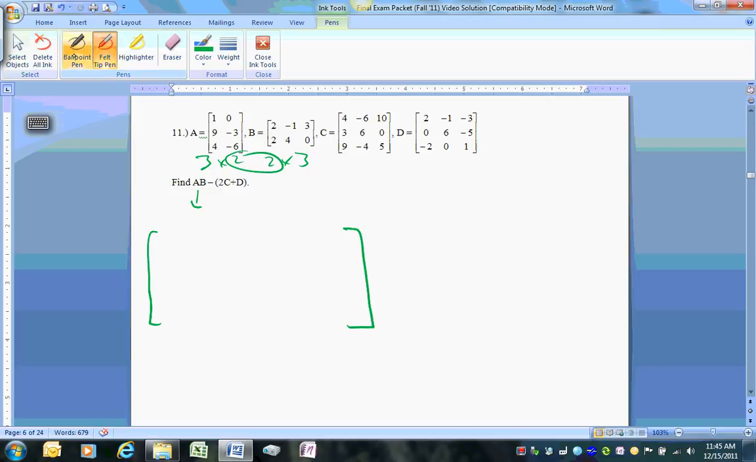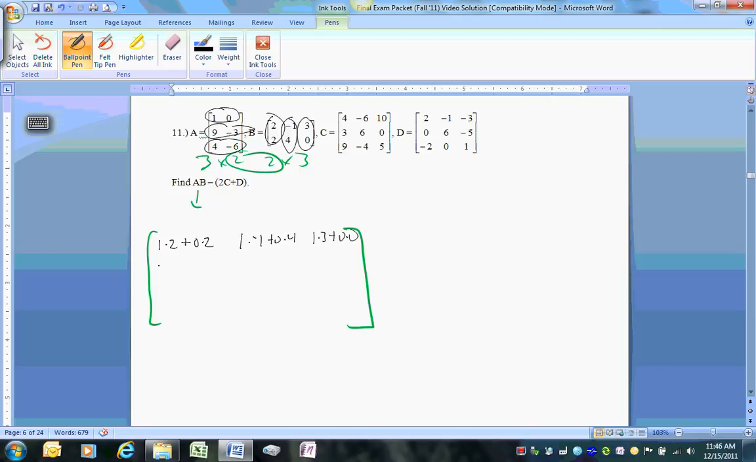Now let me switch to a fine pen or ballpoint pen, that might help. We'll multiply this with this. So first row of first matrix times first column of second matrix. So we do 1 times 2 plus 0 times 2. Then repeat the process. First row of the second column, 1 times negative 1 plus 0 times 4, and repeat one more time. 1 times 3 plus 0 times 0. And then we repeat the process for the second and third rows. Second row, first column, second row, second column, second row, third column. Third row, first column, third row, second column, third row with third column.